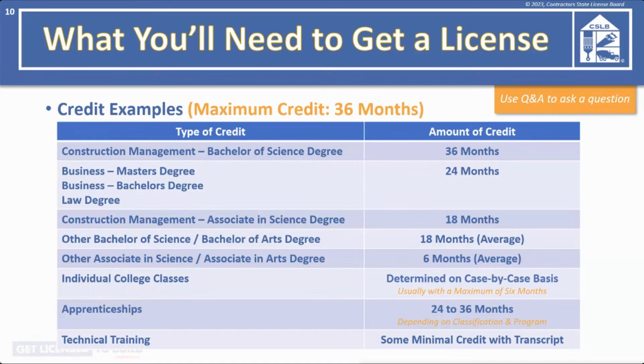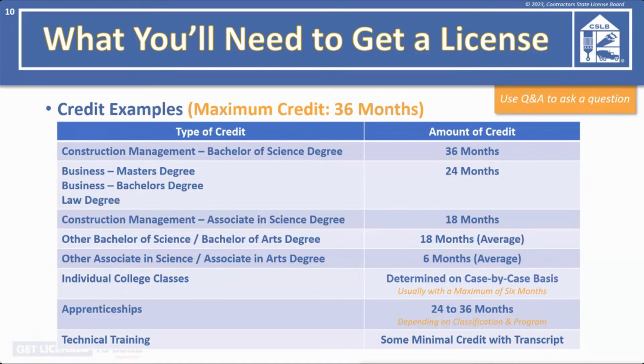An associate degree in a major besides construction management will get you an average of 6 months credit. Credit for individual college classes is given on a case-by-case basis, usually with a maximum of 6 months credit. Apprenticeship completion certificates will get you 24 to 36 months, depending on the classification of the program. For example, a sheet metal worker apprenticeship gets you 24 months credit for the C20 HVAC or C43 sheet metal classifications only. A lineman apprenticeship gets you 36 months in C7 low voltage and C10 electrical classifications only.